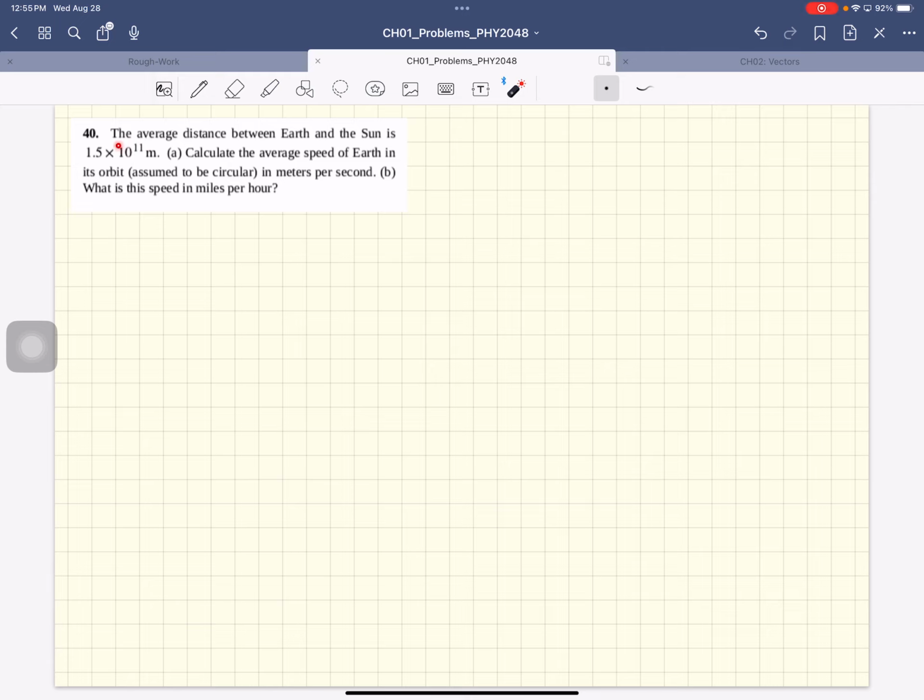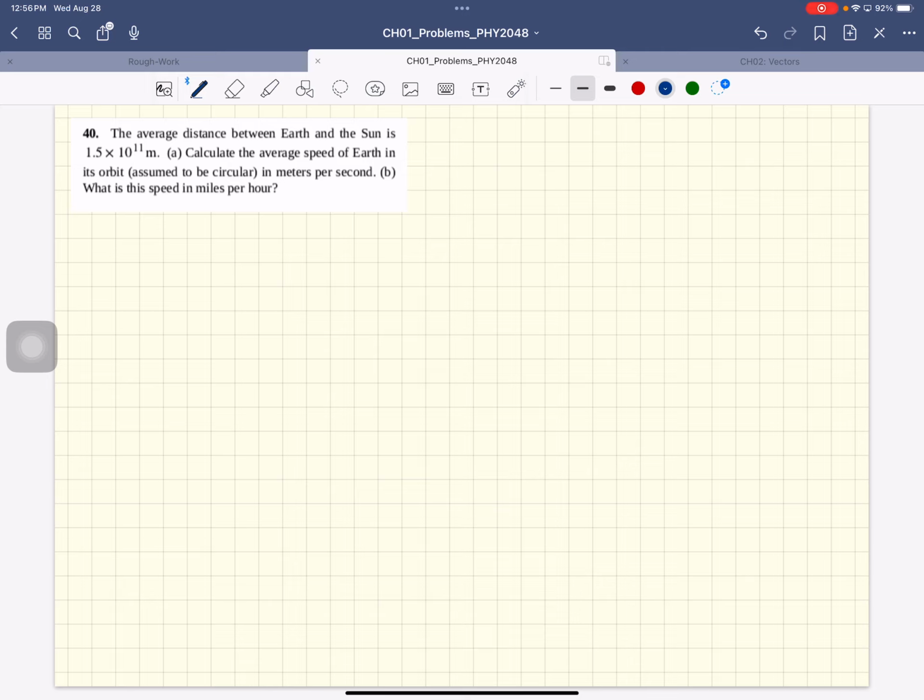All right, the average distance between Earth and Sun is 1.5 times 10 to the 11 meters. The Earth-Sun distance is roughly 100 million miles, 150 million kilometers. Calculate the average speed of Earth in its orbit in meters per second. What's its speed in miles per hour? Actually, I'm going to calculate it in kilometers per second, because that's a good number to remember.